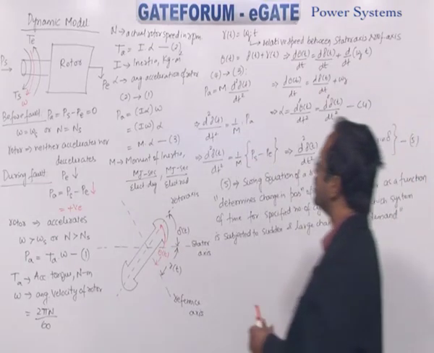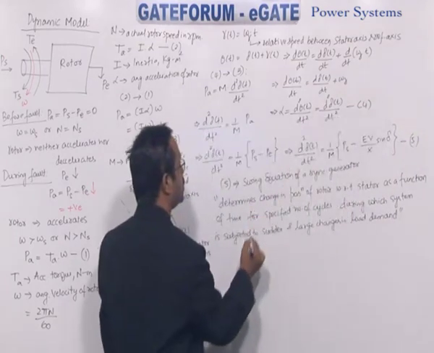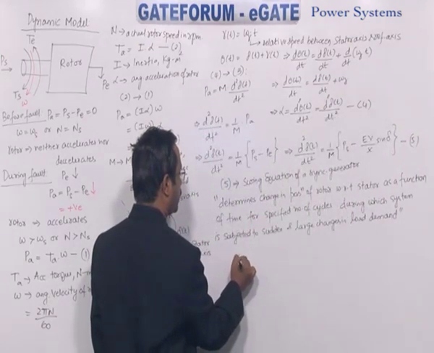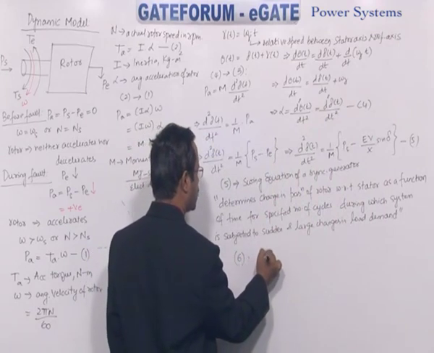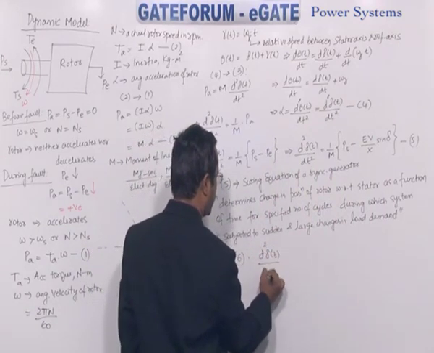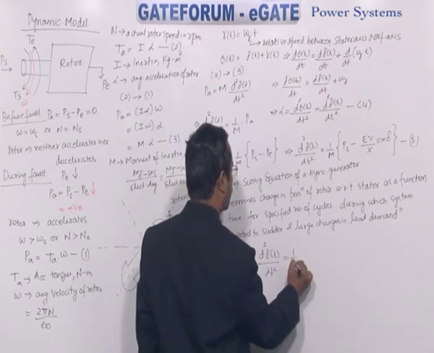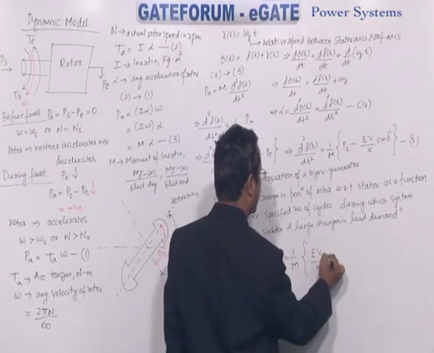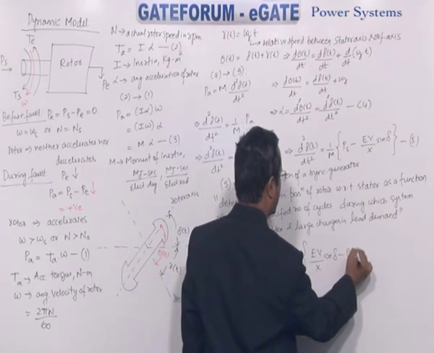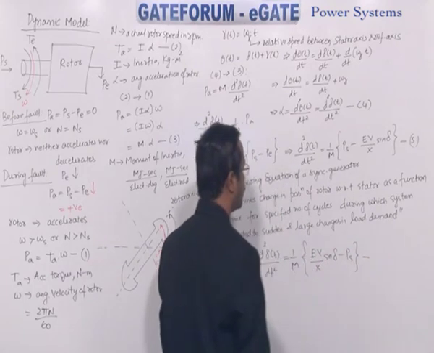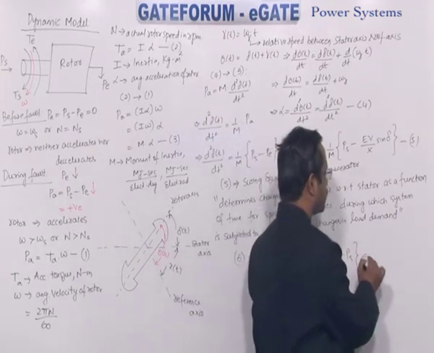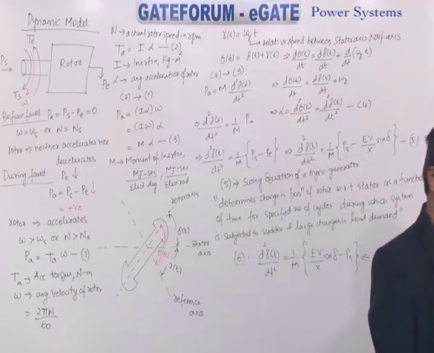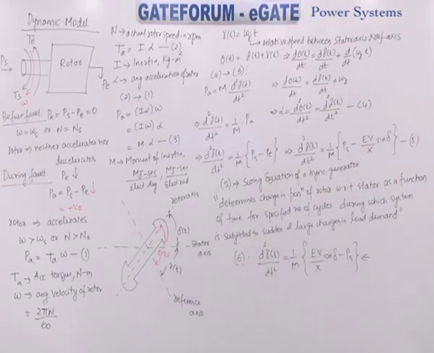Then what about the case of the synchronous motor? In the same way we represent it, you get equation 6. d square delta by dt square is 1 by M times the electrical input, EV by X sine delta, minus the mechanical output, Ps. This is the swing equation for the synchronous motor.